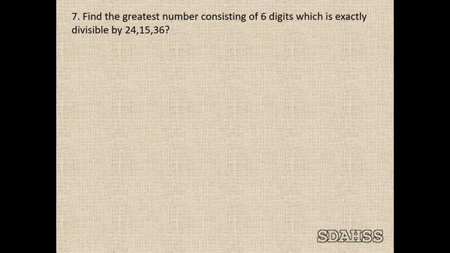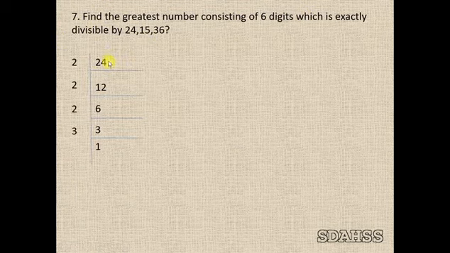Seventh sum. Find the greatest number consisting of 6 digits which is exactly divisible by 24, 15, 36. First you consider 24 and find out the factors. 24 can be divided by 2 table. If you divide by 2 table, then you will get 12.